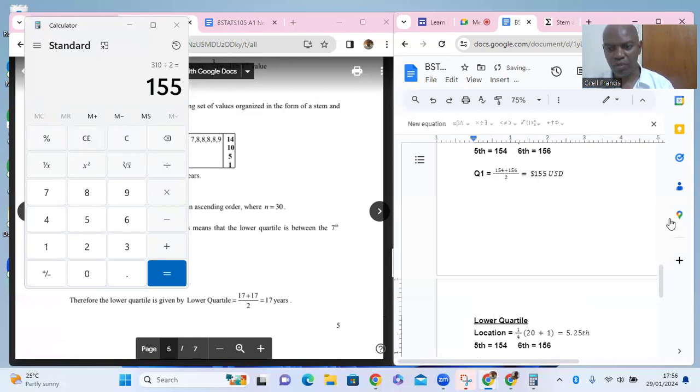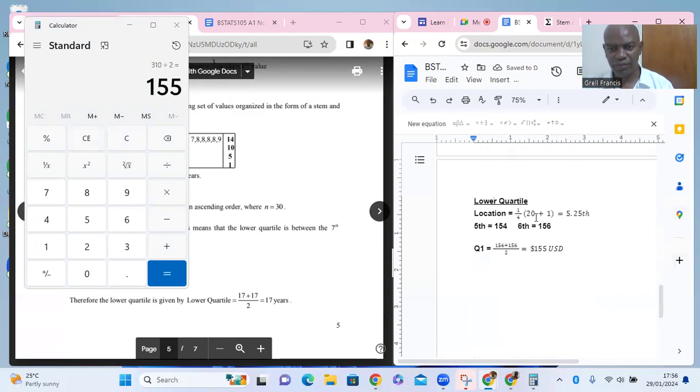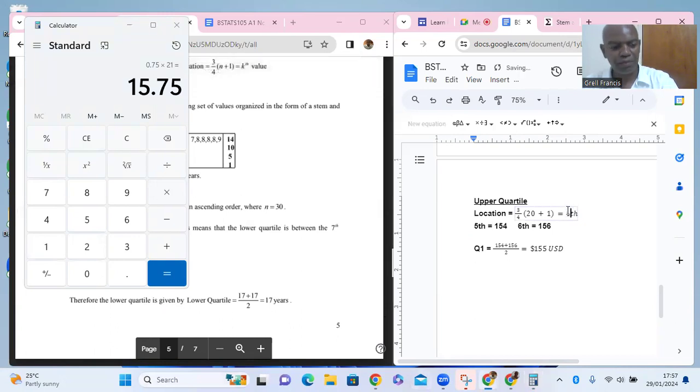So we're looking for the upper quartile. Let's just modify this. We can continue with this recording. It will not take long. This will be 3/4 times n plus 1. And we go to our calculator. We know 3/4 is 0.75. So 0.75 times 21. We are looking for the 15.75 value. So we need the 15th and the 16th.